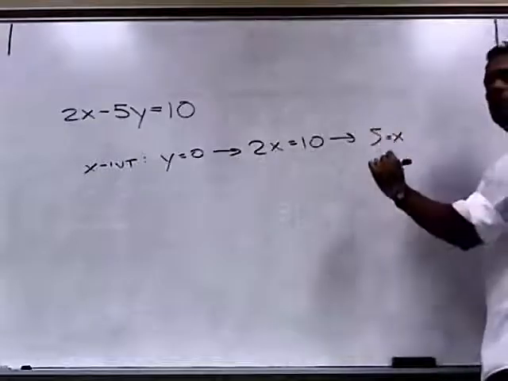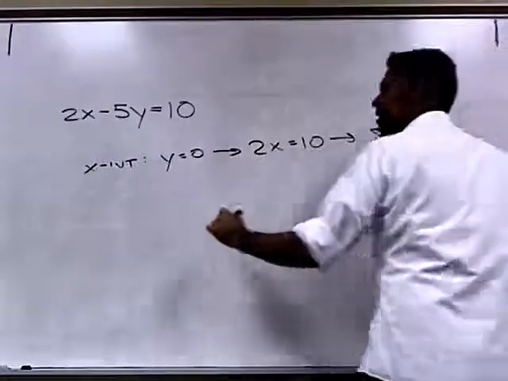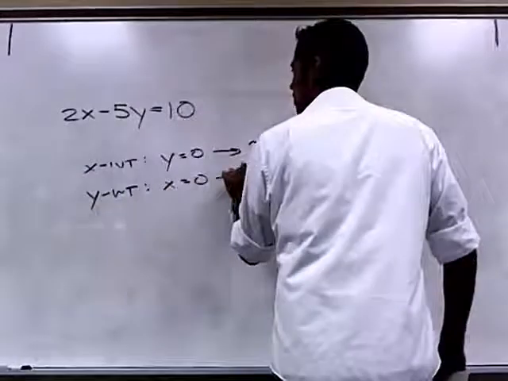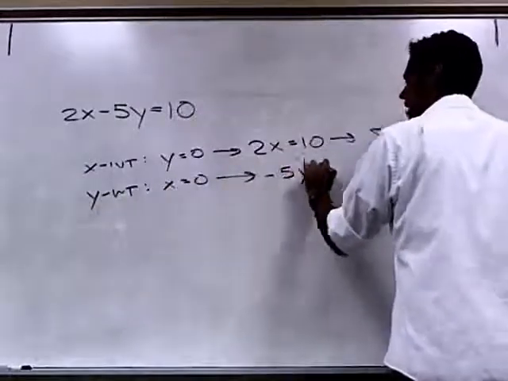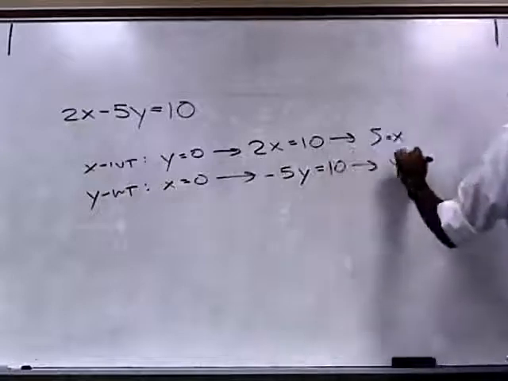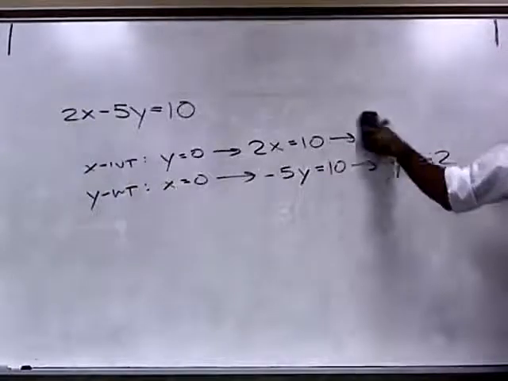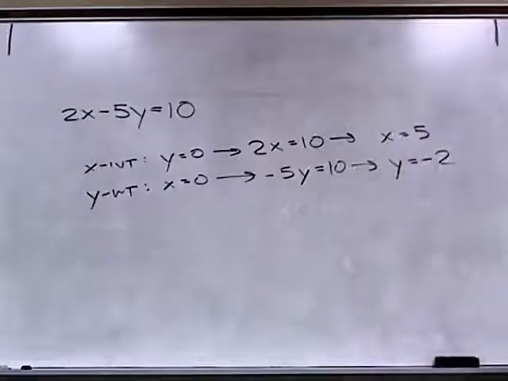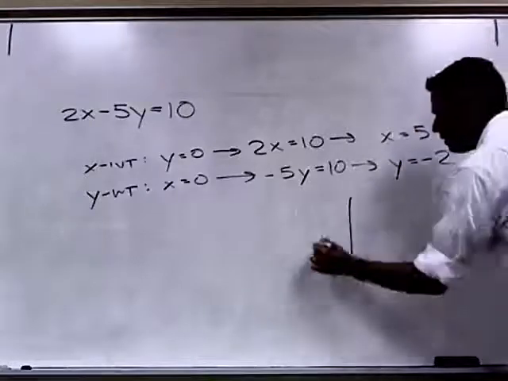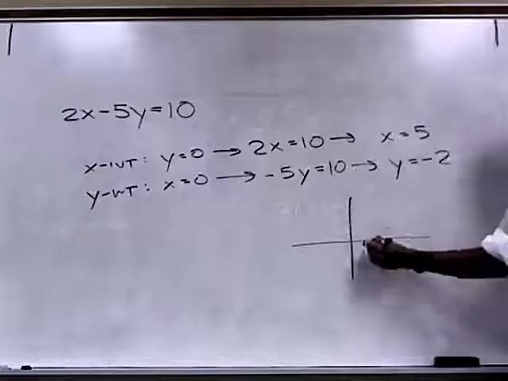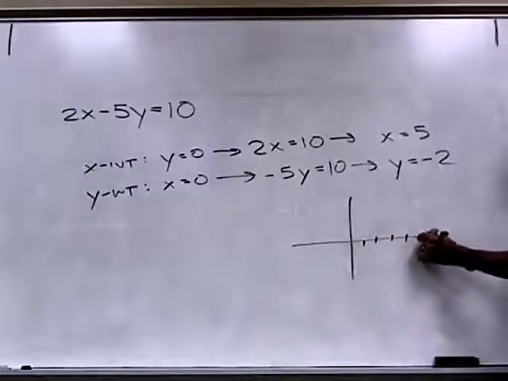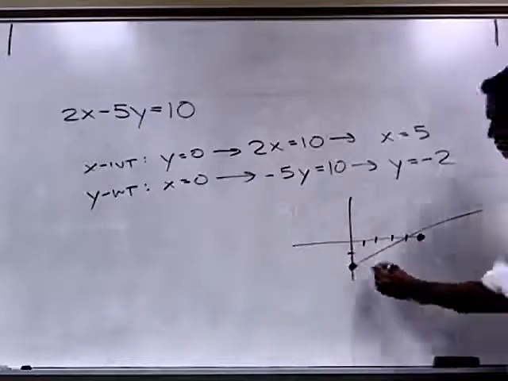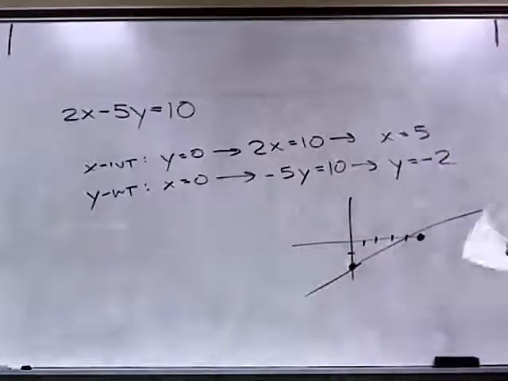Did I say that fast enough? How do I find the y-intercepts? I set x to 0. If I set x to 0, I get negative 5y equals 10. If I solve for y, I get y is negative 2. And those are my x and y intercepts respectively. So my x-intercept should hit at 1, 2, 3, 4, 5. My y-intercept should be negative 2. That's here. Draw a straight line, I'm done. That's one method.